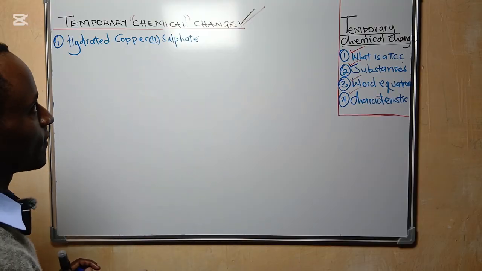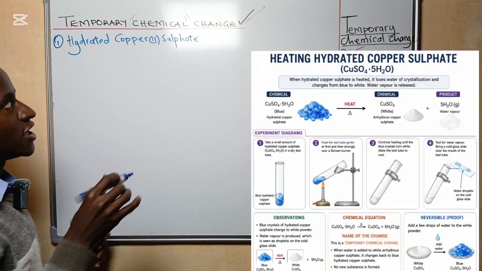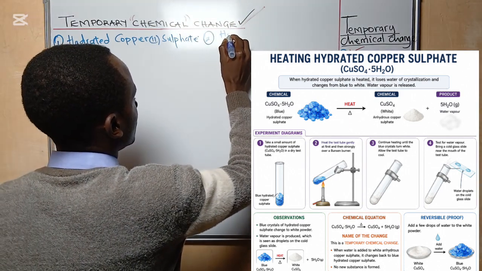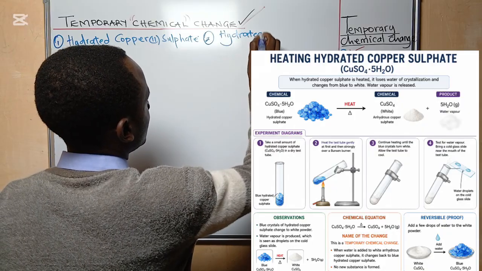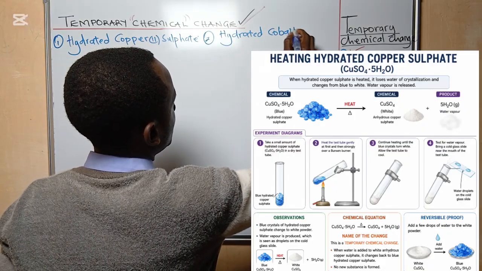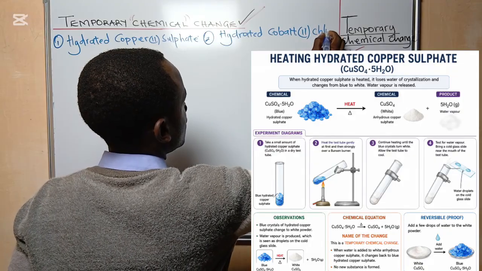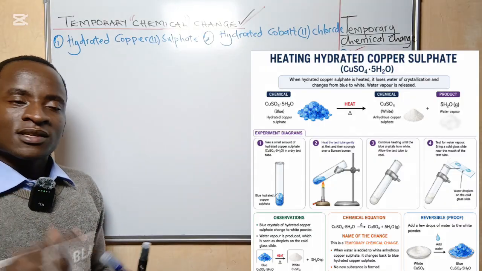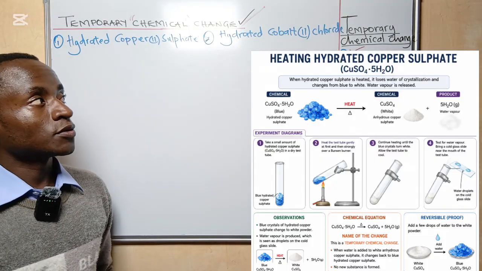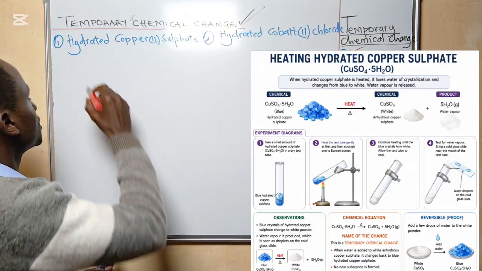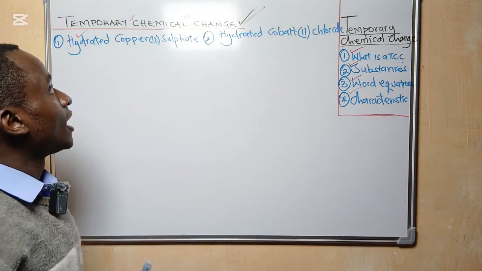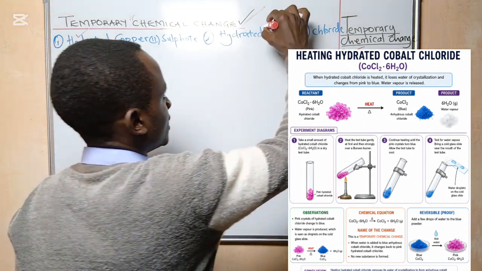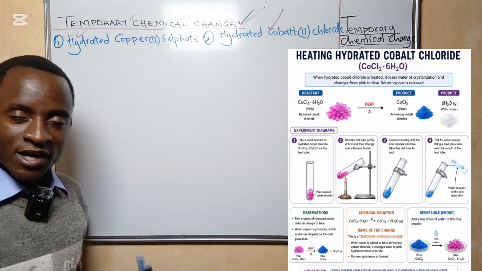Hydrated copper 2 sulfate. And the other substance which we are going to use here to demonstrate a temporary chemical change is, the second one, hydrated cobalt 2 chloride. So the 2 substances which we are going to use here to demonstrate a temporary chemical change: we have hydrated copper 2 sulfate, then also the second substance here is hydrated cobalt 2 chloride, right?